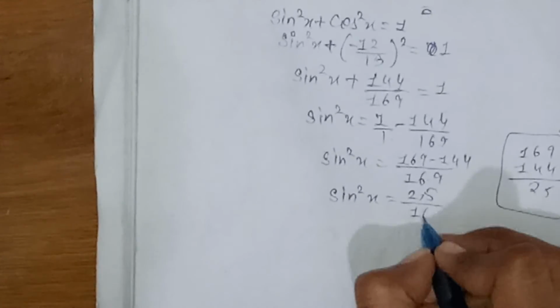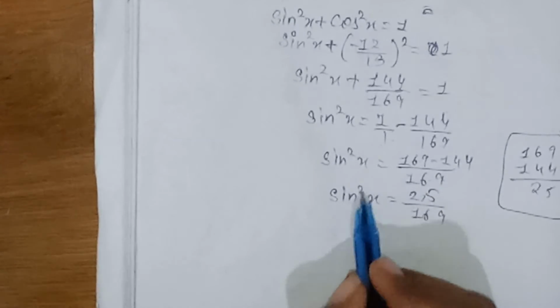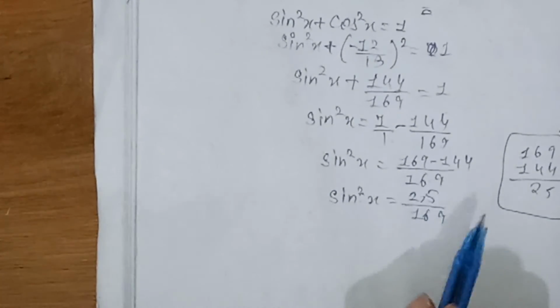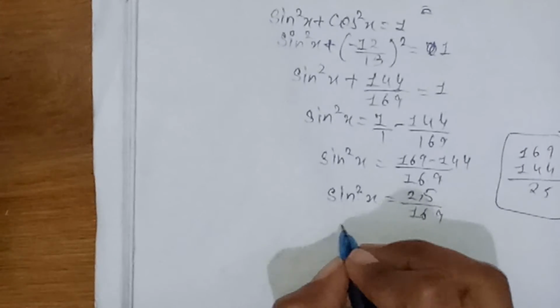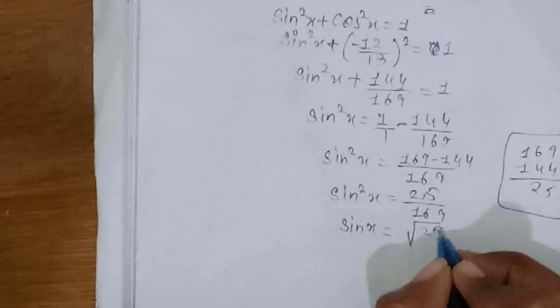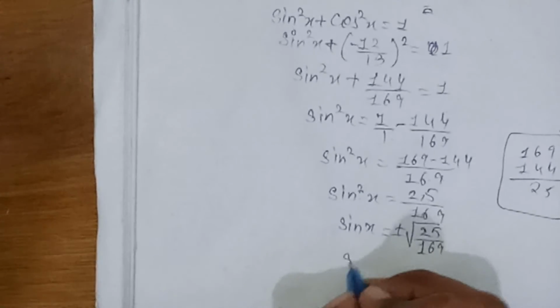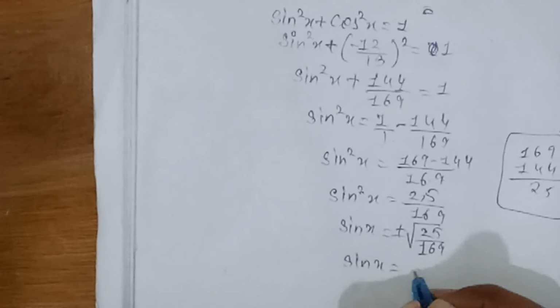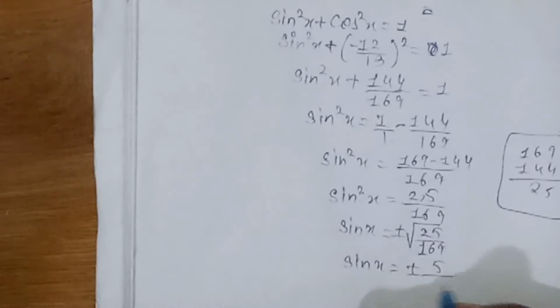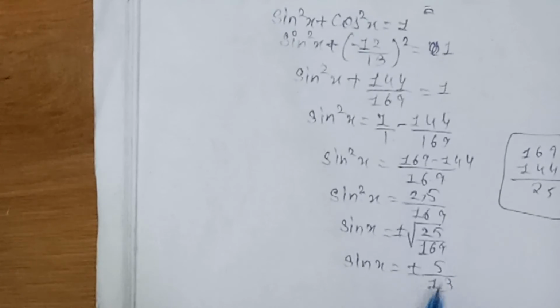25 by 169. So we just need the value of sine, not the square. So when the square goes to the right hand side, it becomes under root, and plus or minus also. So what is the square root of 25? It is 5. And of 169 is 13. So how can we know whether the value of sine is plus 5 by 13 or minus 5 by 13? Just in the question only they have given that.